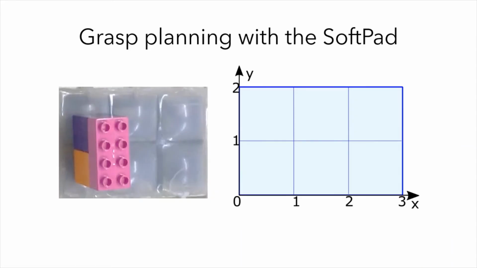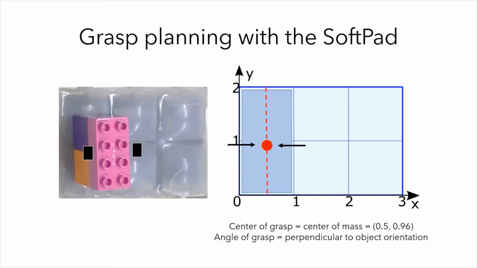So let's focus on the case that we saw in the video. In this case, the object is touching the SoftPad in two modules. So the first thing that we have to do is to detect these two modules. Then the center of mass of the object can be estimated based on the differences of pressures in the modules. In this case, the center of mass is a bit towards the edge of the SoftPad, to the bottom edge of the SoftPad.